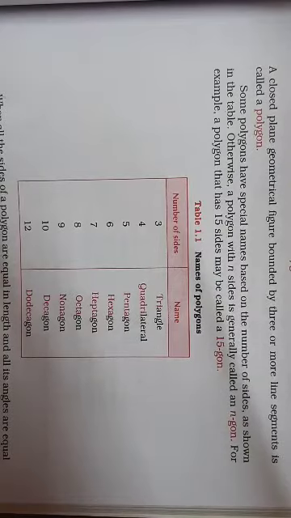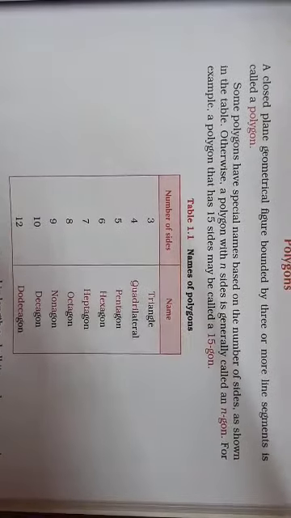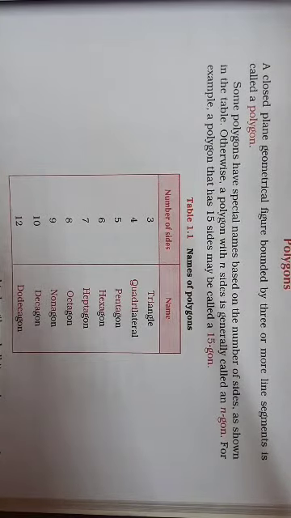Similarly, the various names are given according to the number of sides. And in the paragraph above it, they have already mentioned that a polygon with n sides is generally called an n-gon. That means the number of sides followed by gon. For example, a figure with 15 sides will be called a 15-gon.